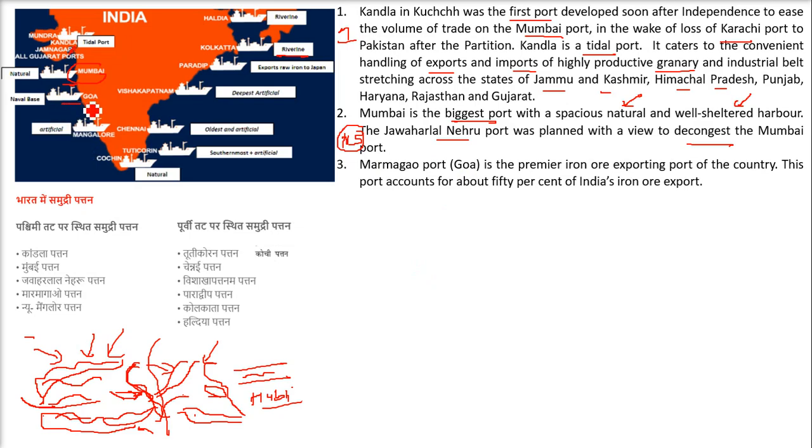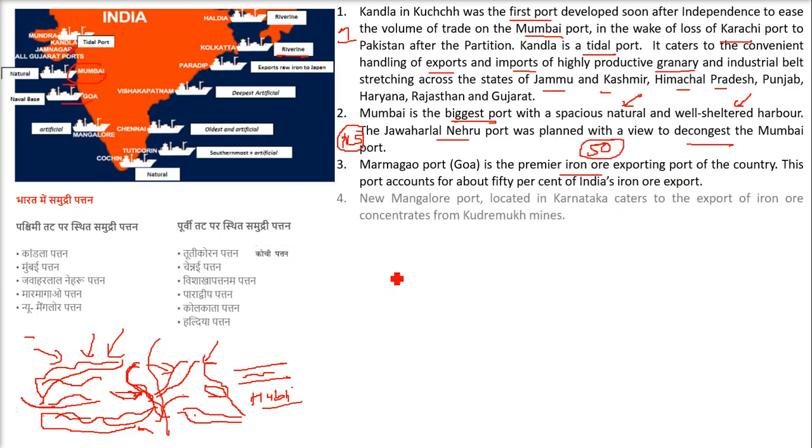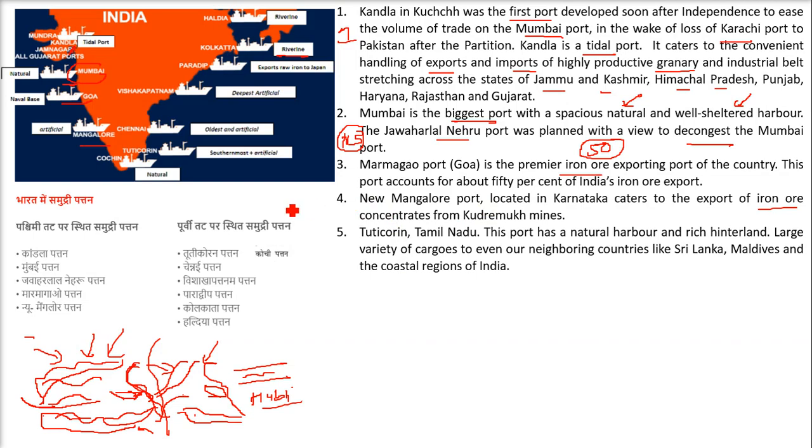Then we have here this Goa. Marmagao is the premier port for exporting iron ore. So 50% of the iron ore goes from this place, Marmagao. Then New Mangalore port here in Karnataka is exporting the iron ore which is coming from the Kudremukh mines. Then we come to Tuticorin.